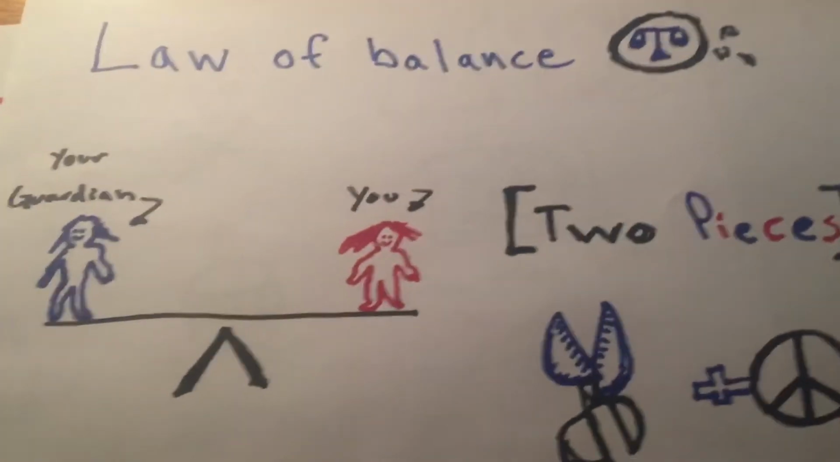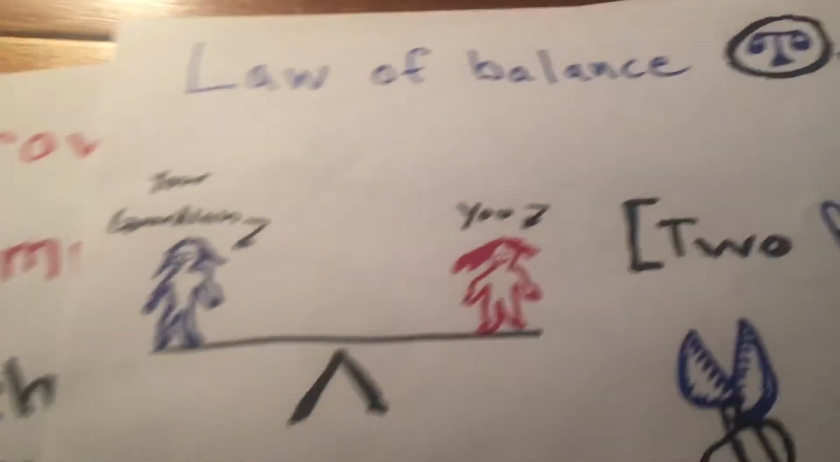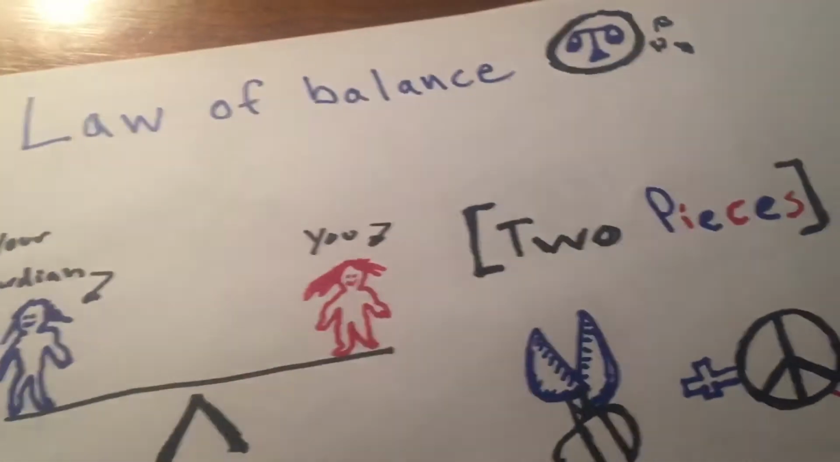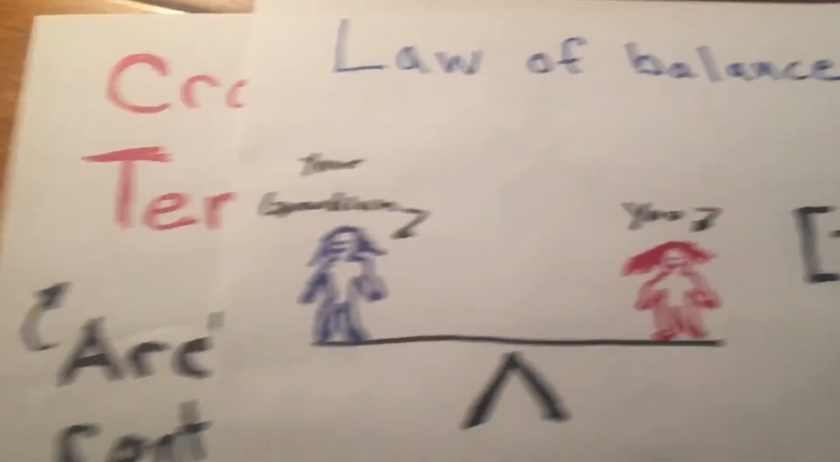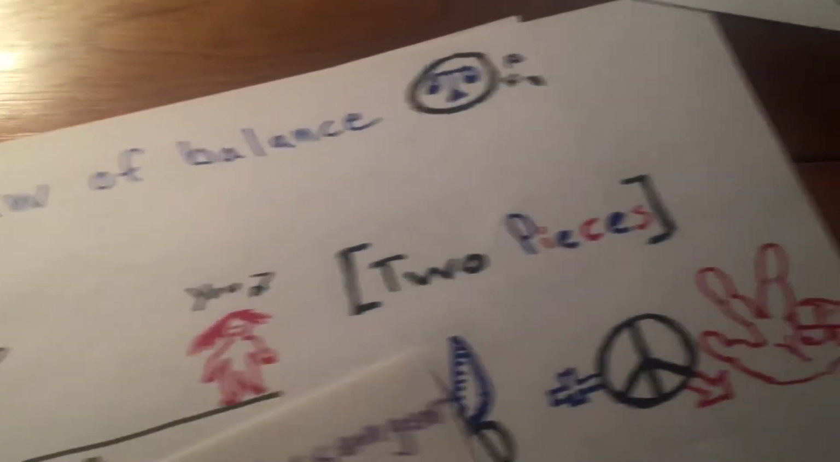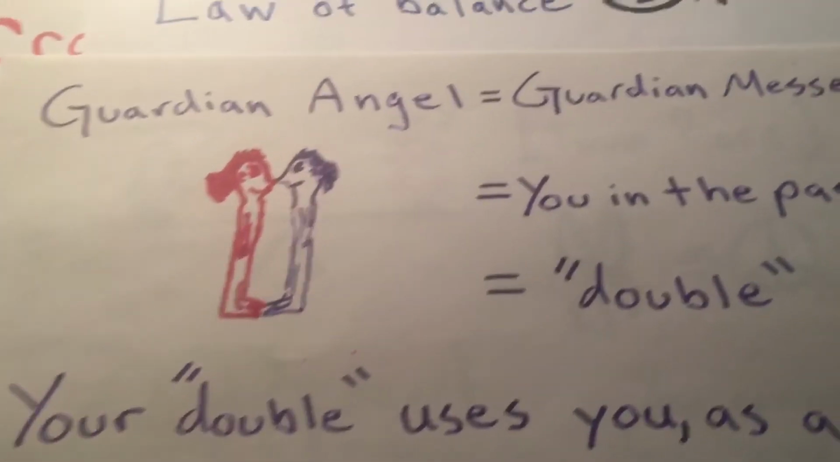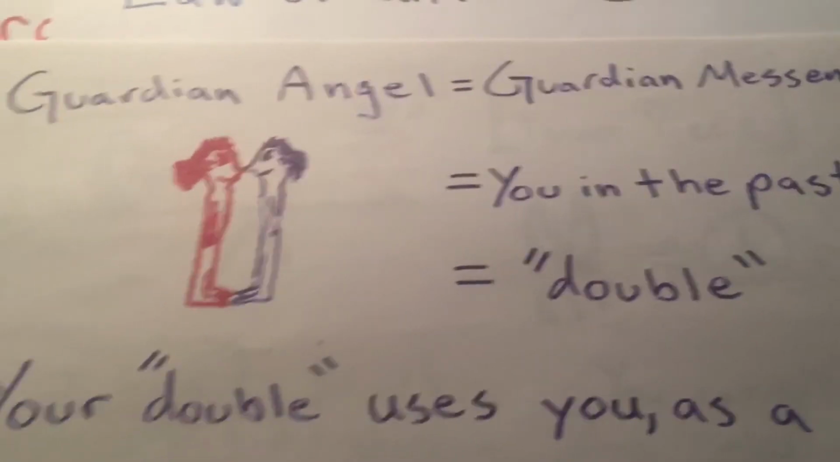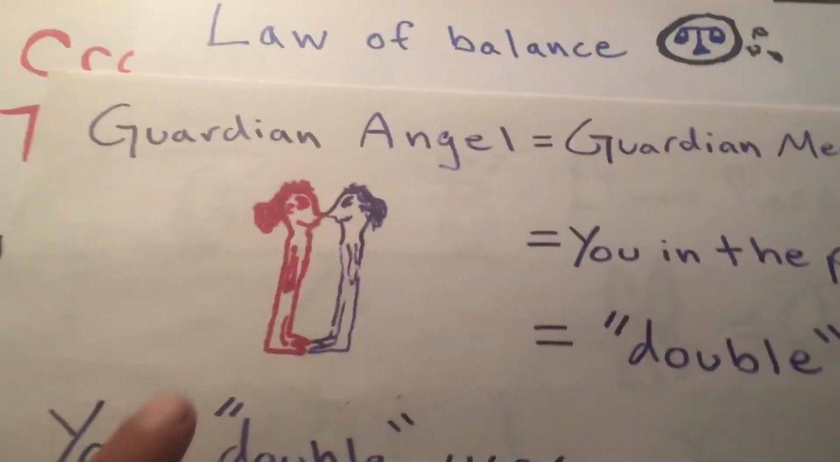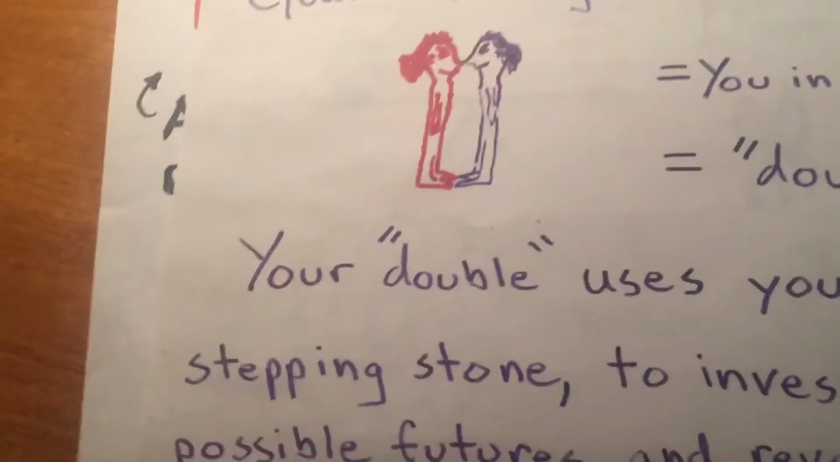So when I say the law of balance, your two pieces, your guardian and you, okay, angel is not like what they tell you it means. Angel means a messenger. And your guardian angel, it's you.